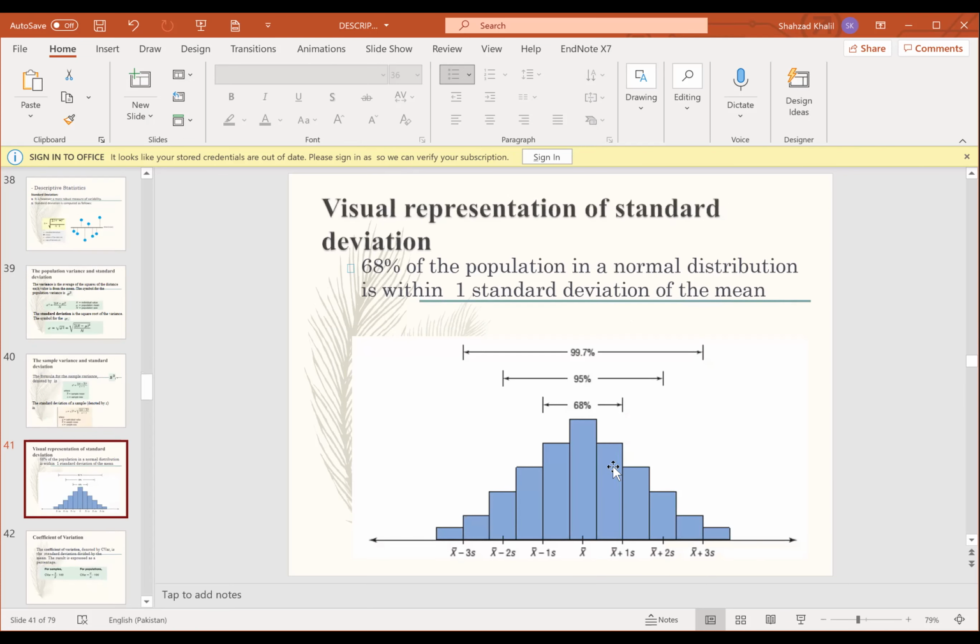Visual representation of standard deviation. 68% of the population in a normal distribution lies within one standard deviation of the mean. You can see that within the first standard deviation comes 68%, within two standard deviations 95%, and within three standard deviations 99.7%.